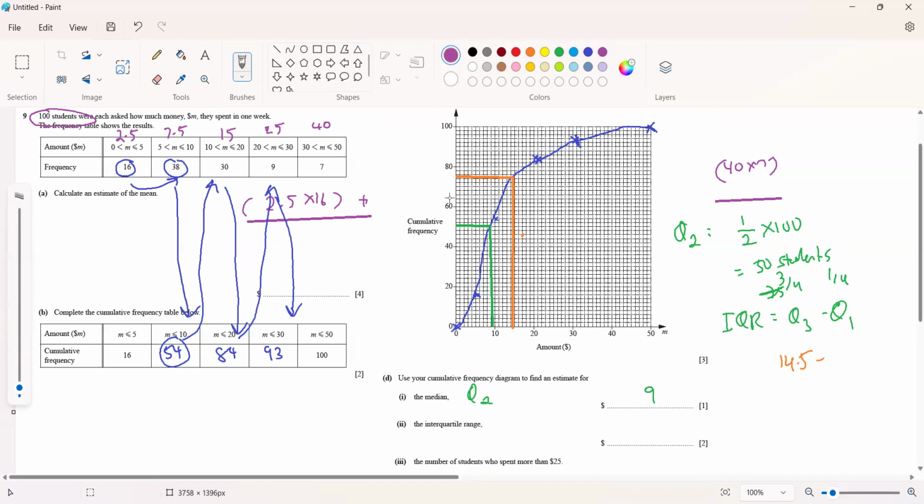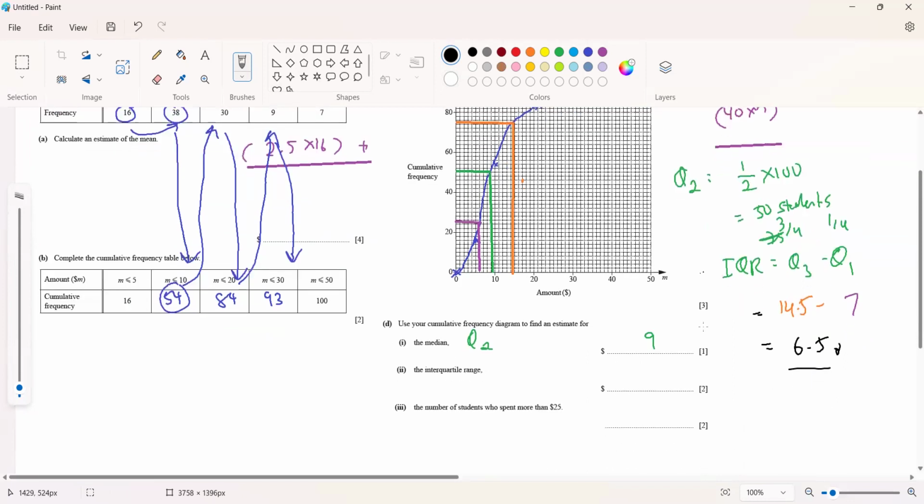And then for Q1, that is 25 students. So 25 is somewhere around here. And then your graph goes down somewhere around here. So that's around 7 students. So that's 7. So finally, our interquartile range is 14.5 minus 7, which is 6.5. Your values may vary slightly because my graph is not very accurate. Your graph should be more accurate than mine because yours should be smoother.